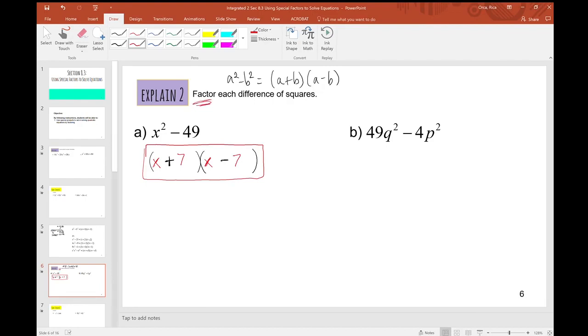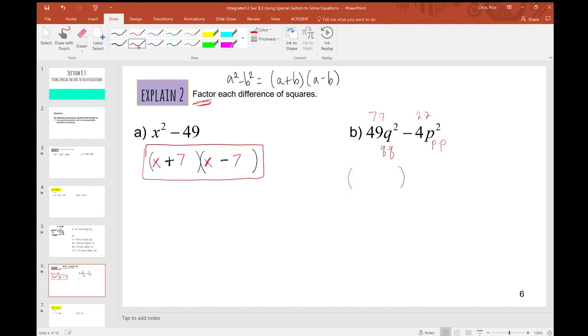We have 49q squared minus 4p squared. This is a perfect square because 49 is 7 times 7. And q squared is a perfect square because q squared is q times q. 4 is a perfect square because 4 is 2 times 2. And p squared is a perfect square because that's p times p.